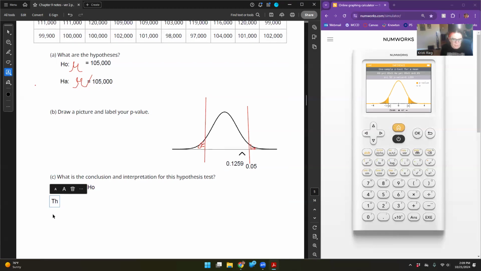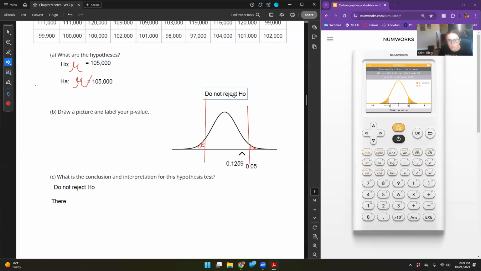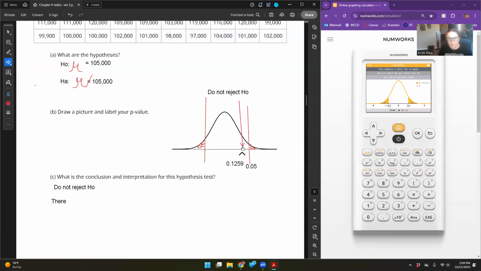Let me just write it on the picture. Since our p-value is here, it is a do not reject situation because our p-value is right in between. There, because it landed in the middle, we are not going to reject.